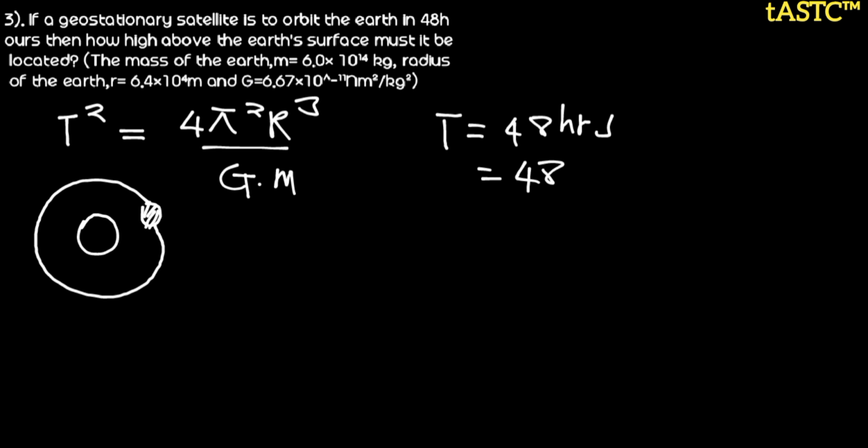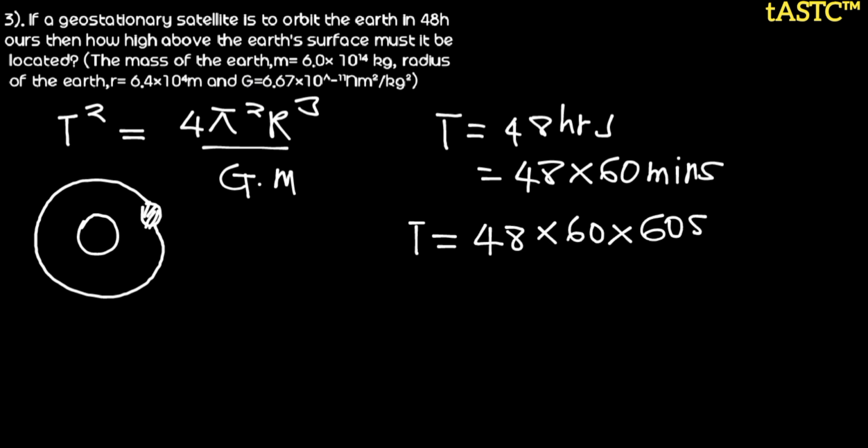Now we know that in 1 hour there are 60 minutes, and in 1 minute there are 60 seconds. So that will be 48 multiplied by 60 multiplied by another 60, and this will take us to the seconds. So that gives us 172,800 seconds. We're just going to place it somewhere.